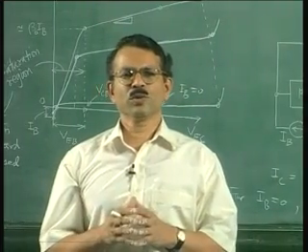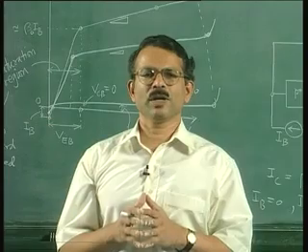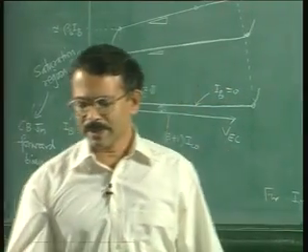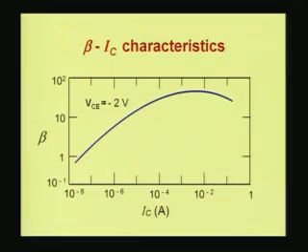Now let us move to the explanation of the variation of the breakdown voltage with the collector current. For this purpose, let us look at this slide, beta versus IC characteristics. This slide shows how the beta changes with the collector current. You find for small collector current the beta is low, and as you increase the collector current, the beta starts increasing. It reaches a peak at some value and then it falls again. This curve has been shown for a particular value of Vce. You can have similar curves for other values of Vce.